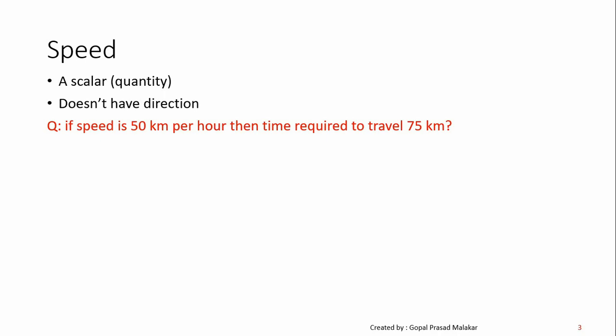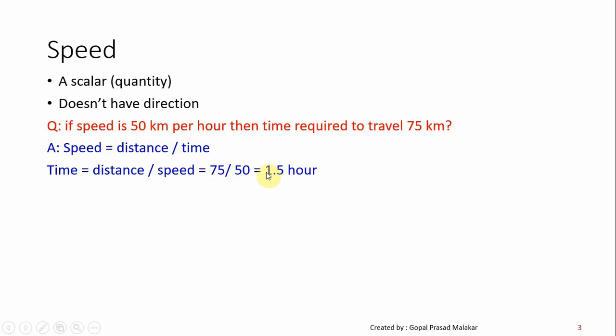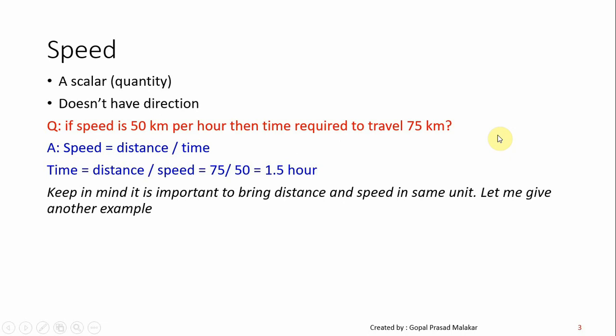Let's do some worked examples. If the speed is 50 km per hour, then how much time will be required to travel 75 kilometers? Keep in mind, the formula says speed equals distance by time. Here the speed is given as 50 kilometers per hour, and the distance is 75. So time will be distance by speed, which will give you 1.5 hours. And that's how it should happen. If it travels 50 kilometers in 1 hour, then in another half an hour it will travel 25, and that's clear.